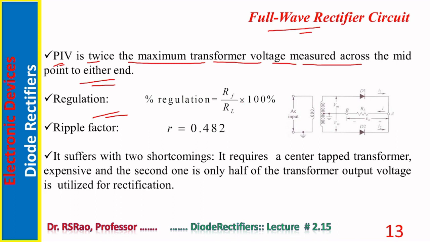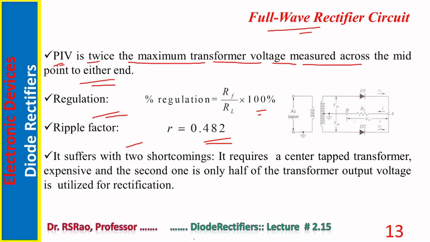Percentage regulation in this case is Rf by RL into 100. Ripple factor is 0.482. It is far lesser than that of half wave rectifier circuit. It implies that AC in the output of the full wave rectifier circuit is smaller when compared to that in the output of the half wave circuit.